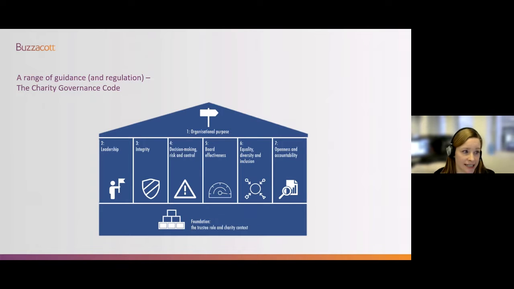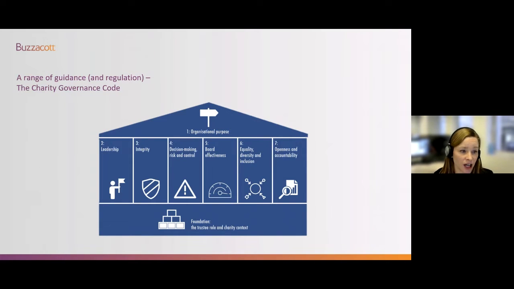The fourth area is decision-making, risk and control. And this theme comes across very strongly in the Academy Trust Handbook. It covers the framework for decision-making, monitoring the work that the trust does, clear delegation and internal control frameworks, and it refers to risk management and audit and assurance.